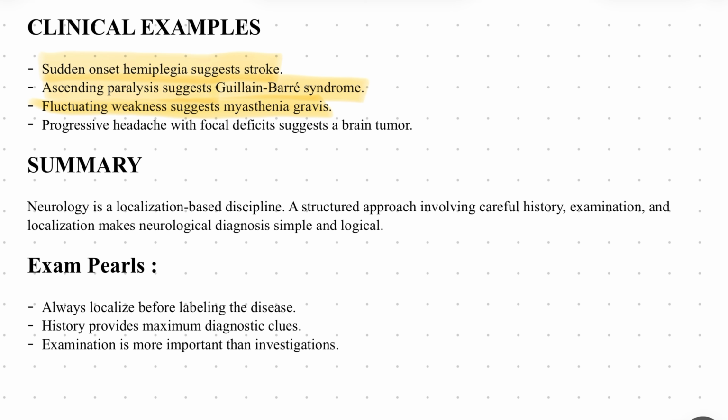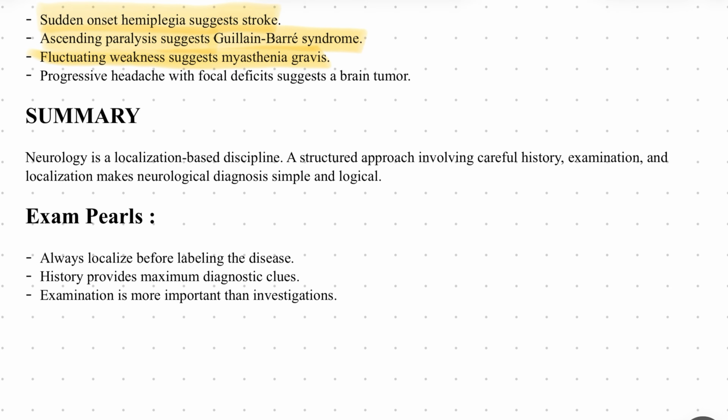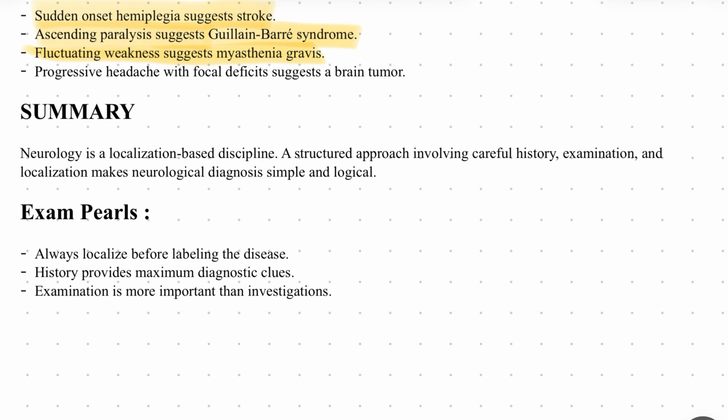Then fluctuating weakness suggests myasthenia gravis. I think this is one topic you study from first year in physiology, then in second year in pharmacology, and it comes in medicine also. So let's make it integrated. I'll make a video on myasthenia gravis in an integrated way. Then progressive headache with focal deficit suggests brain tumor, where there is compression of the surrounding structures by a focus.